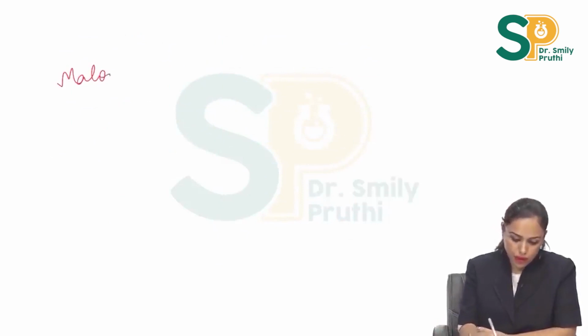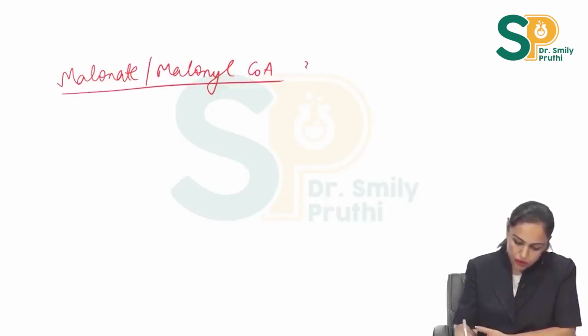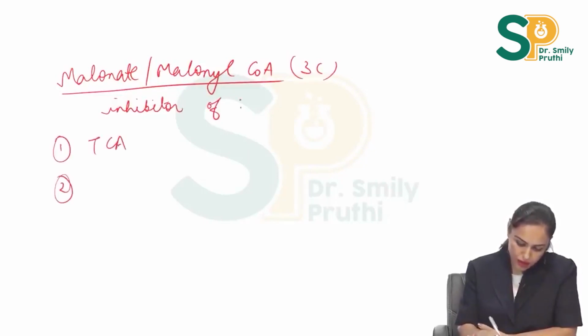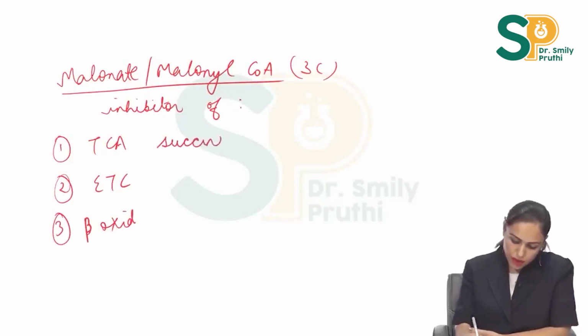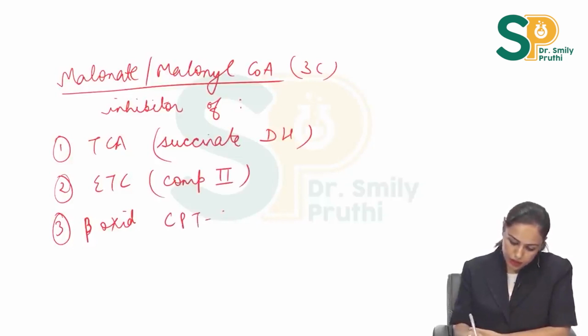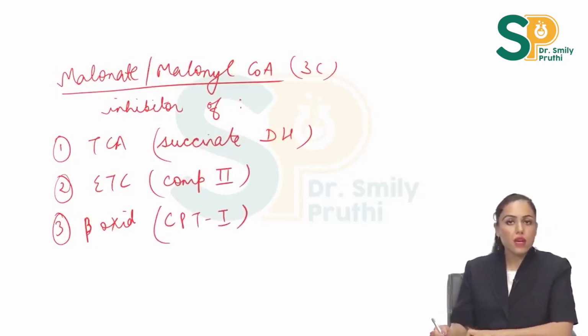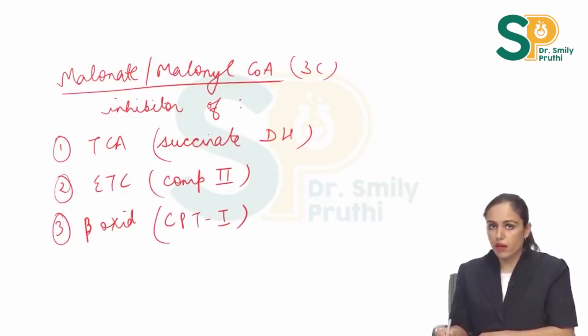Now this compound malonate or malonyl-CoA is a 3 carbon compound, and it is an inhibitor of 3 pathways in the body. One is the TCA cycle, ETC and beta oxidation of fatty acid. Actually, it inhibits succinate dehydrogenase of the TCA cycle. It will inhibit complex 2 of ETC and it inhibits CPT1 of beta oxidation of fatty acid. What is the full form of CPT? It is carnitine palmitoyl transferase 1, right?